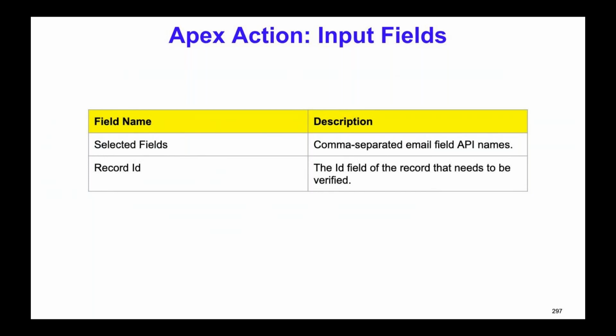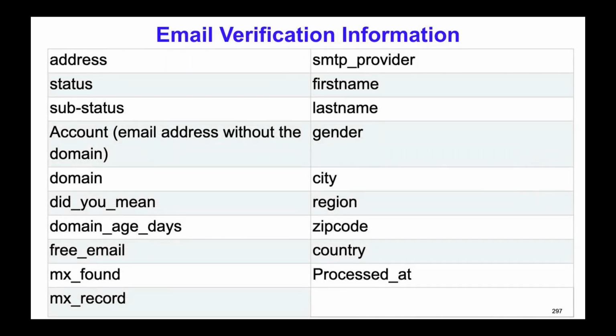And the ID field is nothing but the reference field, as I mentioned, so we know which object you're trying to validate. Okay. And once the validation is done, this is the piece of information that we store under that email verified status object.